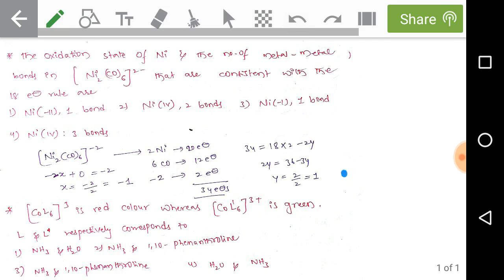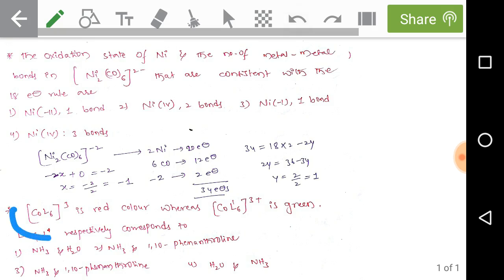That means each metal contributes 1 electron, so total 2 electrons, and it is 36 electrons. Whenever 36 electrons are there, the complex is following the 18 electron rule. That's why here the oxidation state of nickel is -1 and the number of metal-metal bonds equals 1. So option 3 is the correct answer.